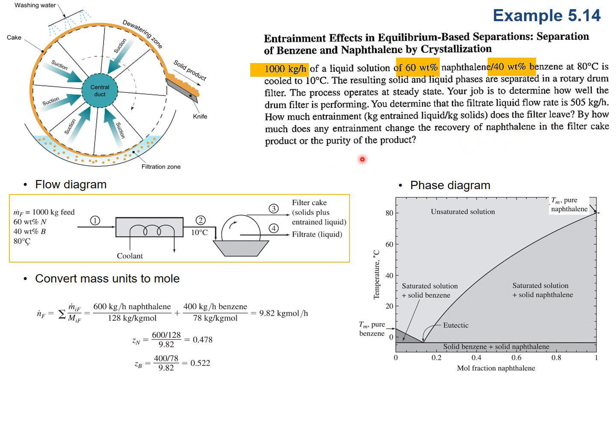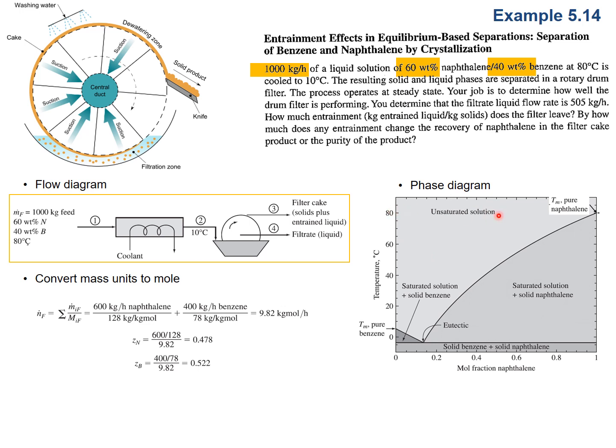By how much does the entrainment change the recovery of naphthalene in the filter cake product, and the purity of the product? Okay, so I have described the flow diagram, and we will use the phase diagram of benzene and naphthalene. You have met this same phase diagram before already.